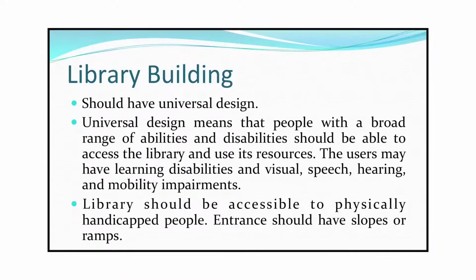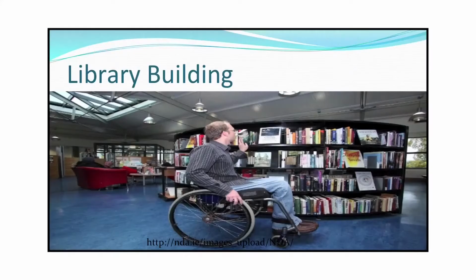Libraries should be accessible to physically handicapped people, so the entrance should have slopes or ramps in order to facilitate physically handicapped people so that they can easily enter the building and use the resources. The insides of the building should also be constructed in such a manner that people with physical disability are in a position to freely move around.